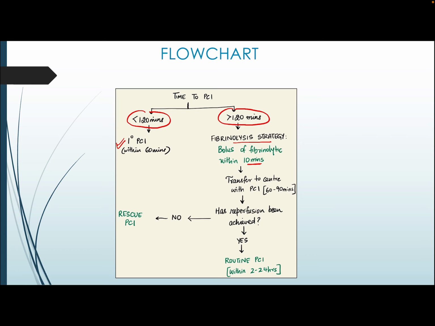Then after reaching the center, you assess if reperfusion has been achieved with fibrinolysis or not. If it has not, that means it's a failed fibrinolysis, go for rescue PCI. If reperfusion has been achieved, then you can go for a routine PCI that can be done anywhere from 2 to 24 hours later.